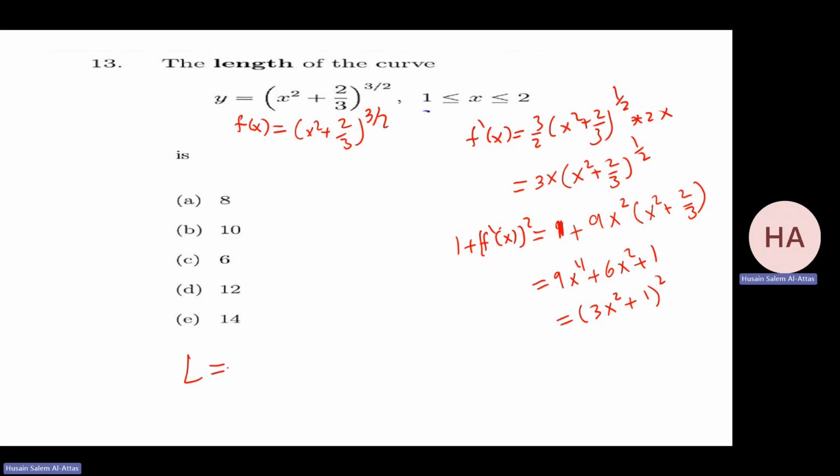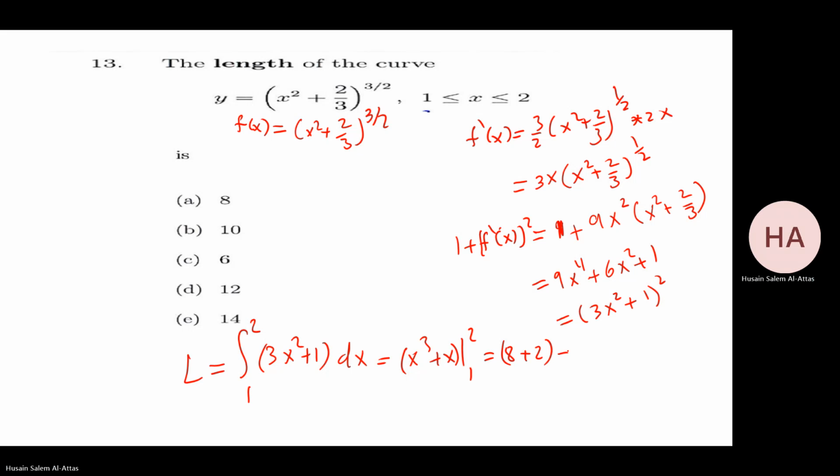So L will be the integral from 1 to 2 of the square root of this, which is just 3x squared plus 1 dx. That gives me x cubed plus x from 1 to 2. That will be 8 plus 2 minus 1 plus 1. That gives me 8.